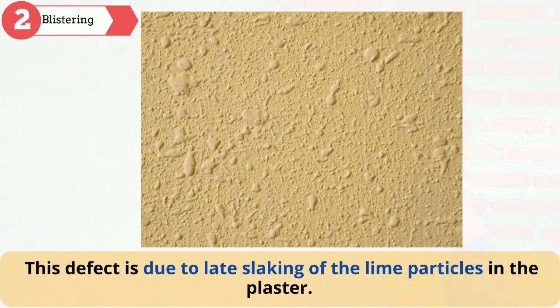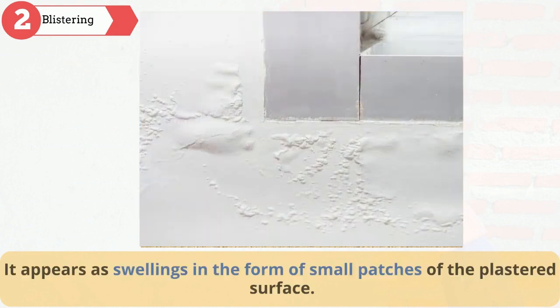2. Blistering. This defect is due to late slaking of the lime particles in the plaster. It appears as swellings in the form of small patches of the plastered surface.